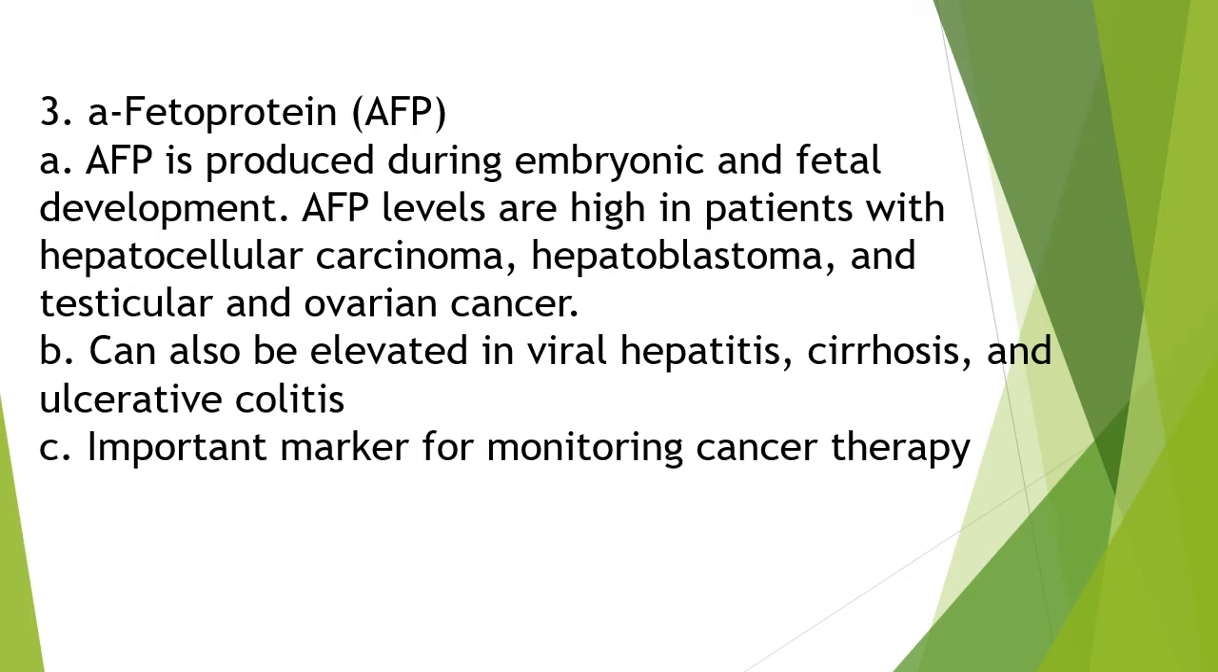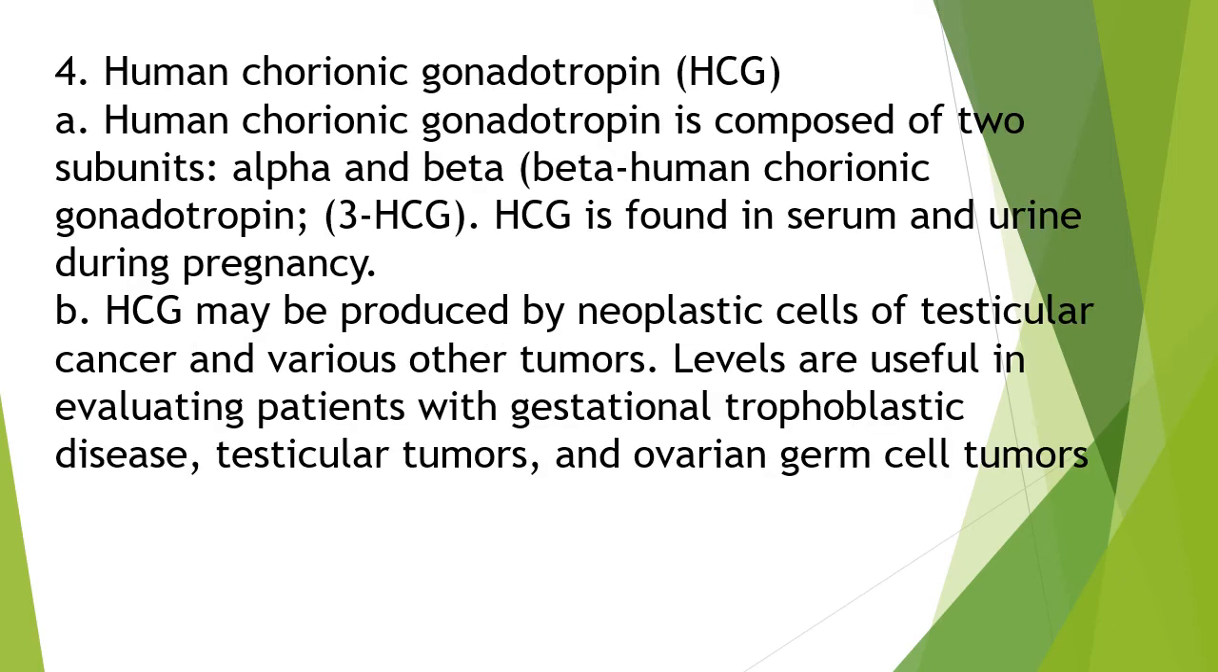Number two is alpha fetoprotein or AFP. This is normally found in embryonic tissues and fetal tissues. AFP levels are elevated in patients with hepatocellular carcinoma, liver cancer, hepatoblastoma, and testicular and ovarian cancer. So this can also be found elevated in cases of viral hepatitis, cirrhosis, and ulcerative colitis. This is an important marker for monitoring cancer therapy, right? So most of the time, what is connected to AFP is liver cancer, very specific.